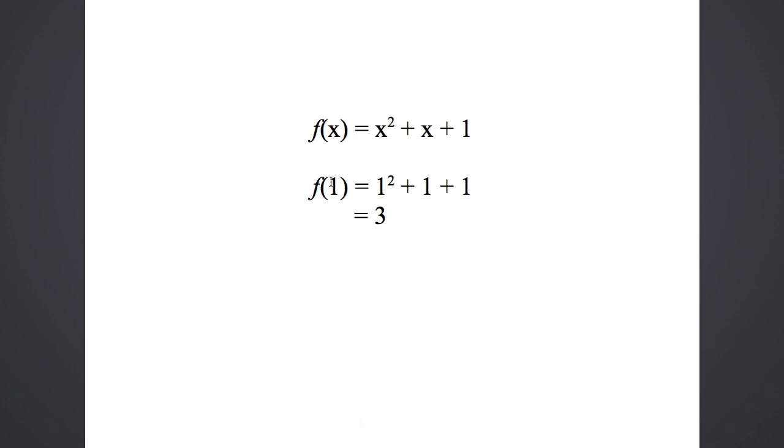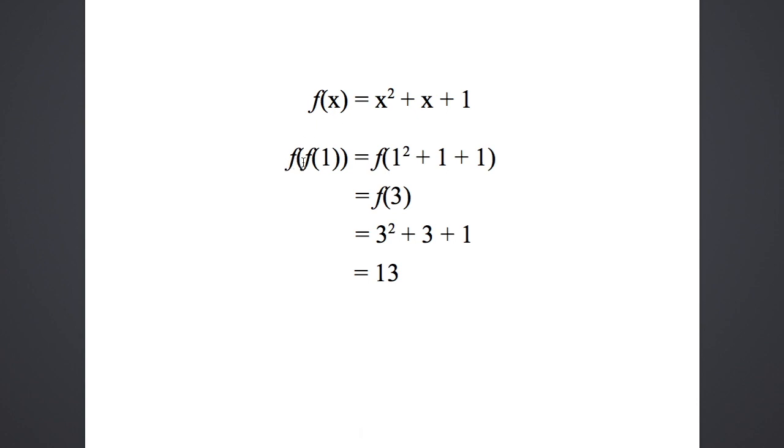F of 1, then, is what happens when you plug 1 in for x in the original function. 1 squared plus 1 plus 1, and you get a result of 3. So f of 1 equals 3. Where things get potentially more interesting is when you have something like f of f of 1. This means not only do you plug 1 into the function, but then whatever result you get, the output of that function, gets fed right back into the original function. So the 3 gets fed right back into the equation. Now we have 3 squared plus 3 plus 1 equals 13.